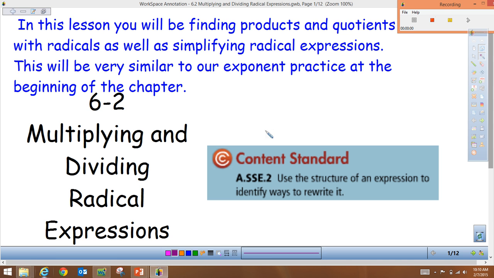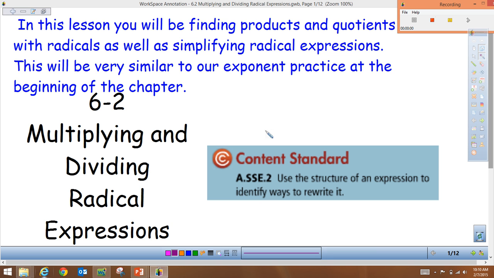Please turn your notes to 6-2, Multiplying and Dividing Radical Expressions. Today we're going to be finding the products and quotients with radicals, as well as simplifying radical expressions. This will be very similar to our exponent practice at the beginning of this chapter.